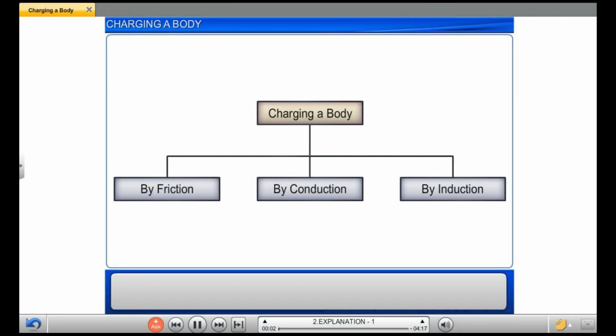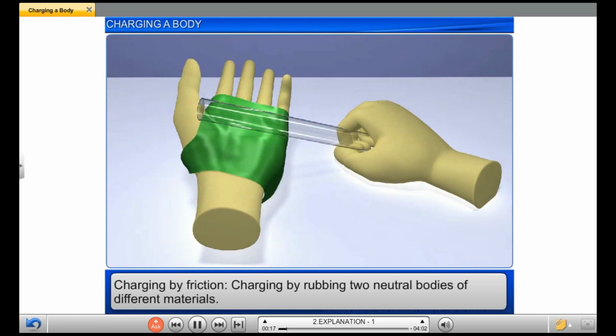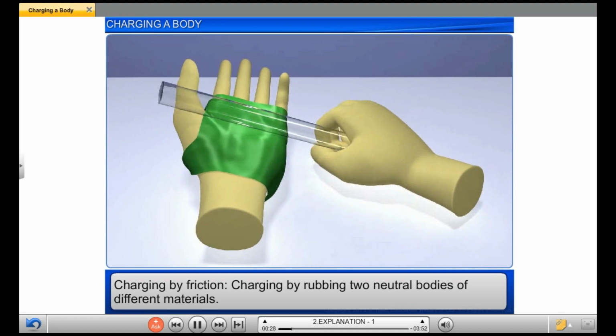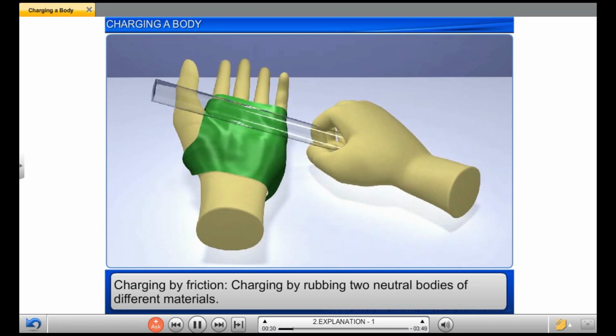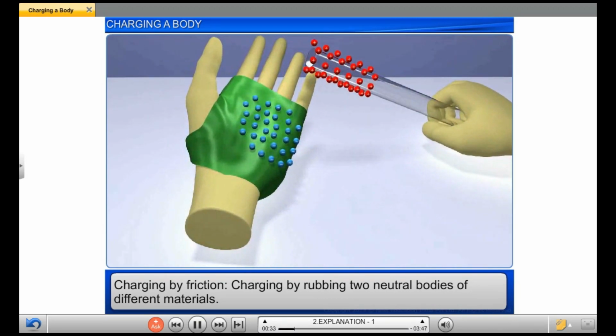There are three methods to charge a body, namely charging by friction, conduction, and induction. Let us first look at charging a body by friction. When two uncharged or neutral objects made of different materials, say a glass rod and a silk cloth, are rubbed against each other, both objects get electrified due to a transfer of charges. This process is called charging by friction.